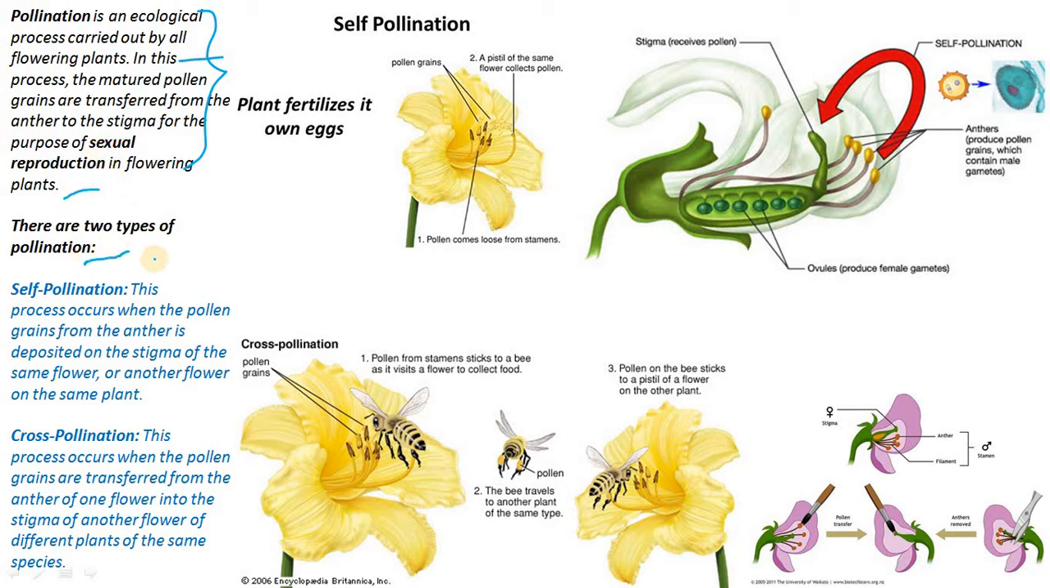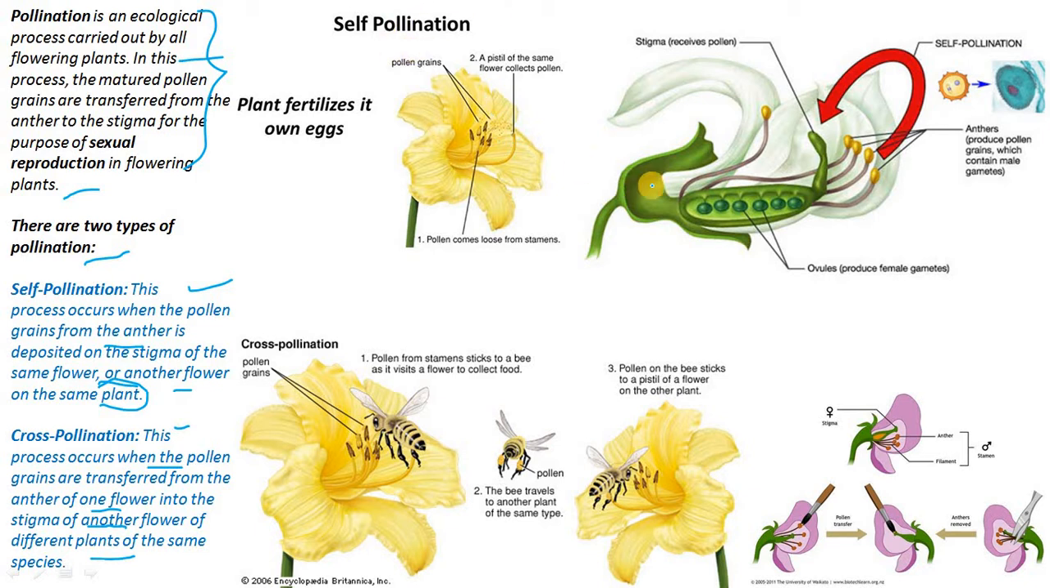There are two types of pollination. One is self, one is cross. In self pollination, the process occurs when the pollen grains from the anther to the stigma are deposited on the same flower or another flower of the same plant. In case of cross pollination, the process occurs when the pollen grains are transferred from the anther of one flower to the stigma of another flower of a different plant of the same species.